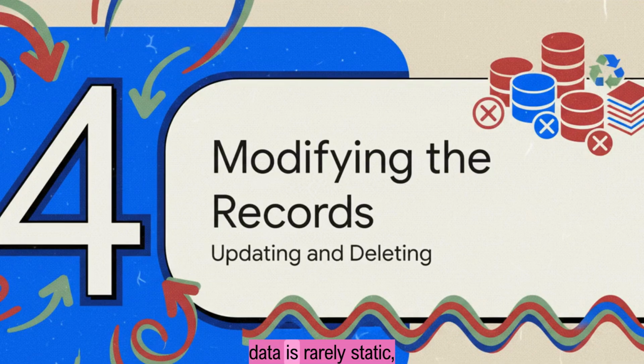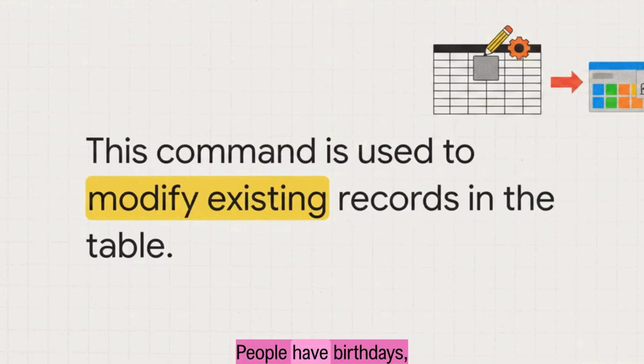Of course, data is rarely static, is it? Let's look at Section 4, modifying the records, updating and deleting. People have birthdays, right? Things change. To modify an existing record, we just use update. We tell SQL to update the students table and set the age to 21. But notice that last crucial part of the command, where student ID equals 101. We are pinpointing exactly which student's age needs to change, making sure we only update Rahul's record and nobody else's.